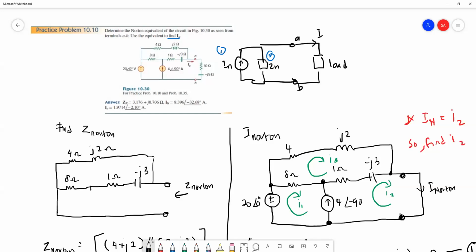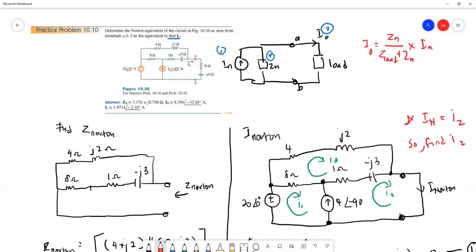So this is IO. After you have obtained In and Zn, you need to use the Norton circuit to get your IO value. If you look carefully, this is the current source, and you have only two branches. So you can calculate this IO by using current division. IO is Zn over Z load plus Z Norton, multiplied with In. As simple as that, right?